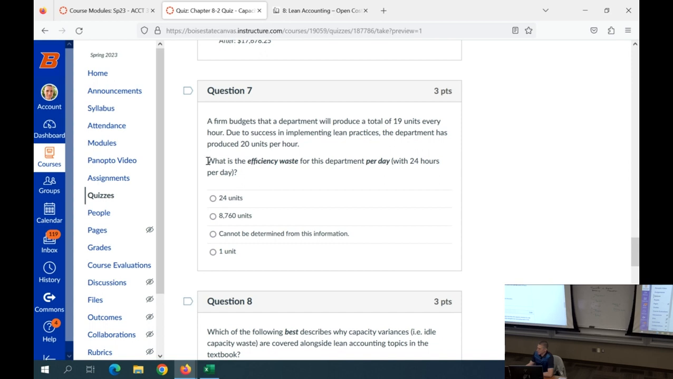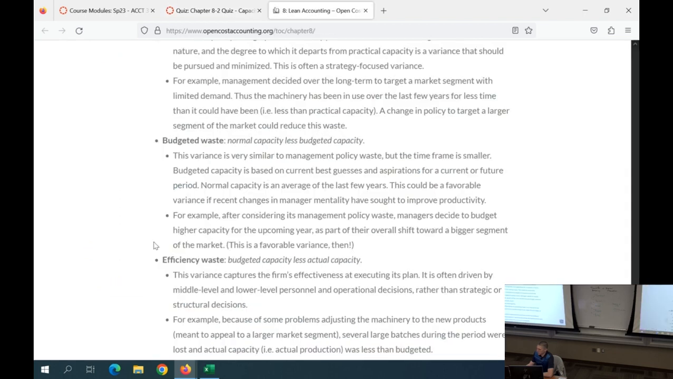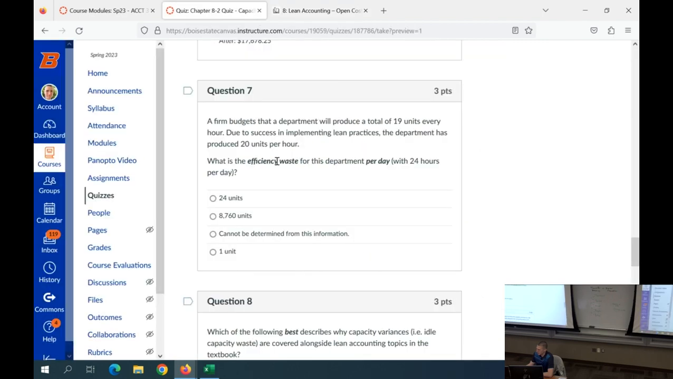Here is another key. I just jumped to that idea that that 1 unit difference must be the waste we're talking about. Efficiency waste. Let's see. Is efficiency waste? Yes, it's budgeted capacity less actual capacity. Good. I've got the right one. So we're going to be tempted to say 1 perhaps, but these are units per hour with 24 hours in a day. So the efficiency waste per day is 24 units. And we're just going to put an absolute value because these are focusing on the definitions. Can you get the right waste definition?